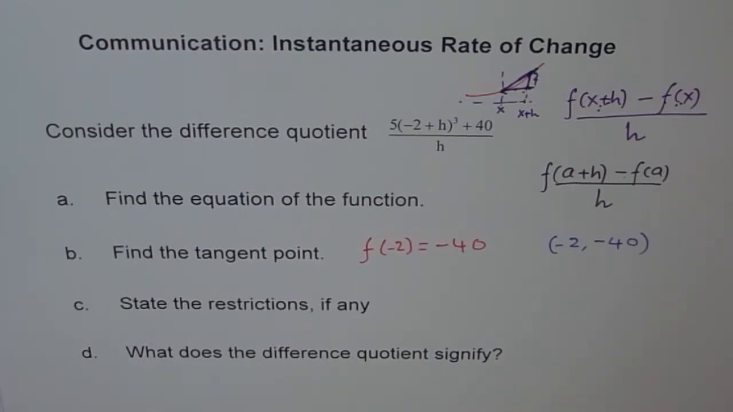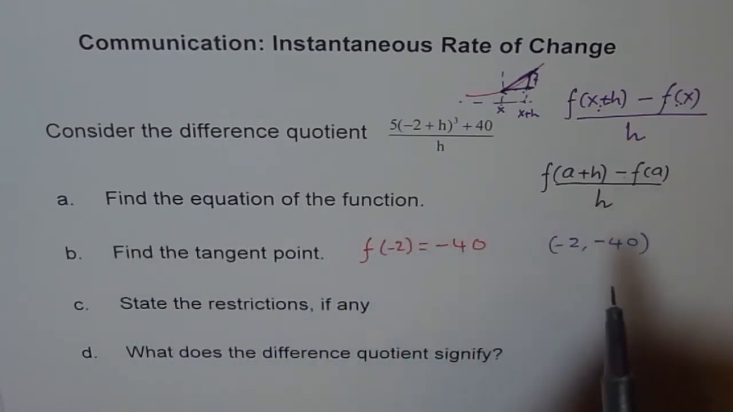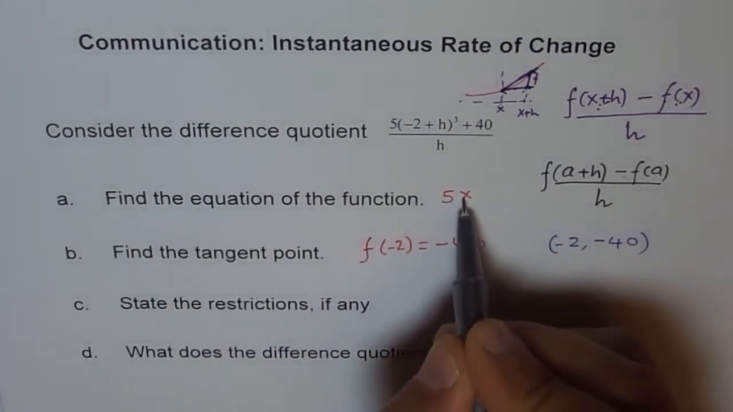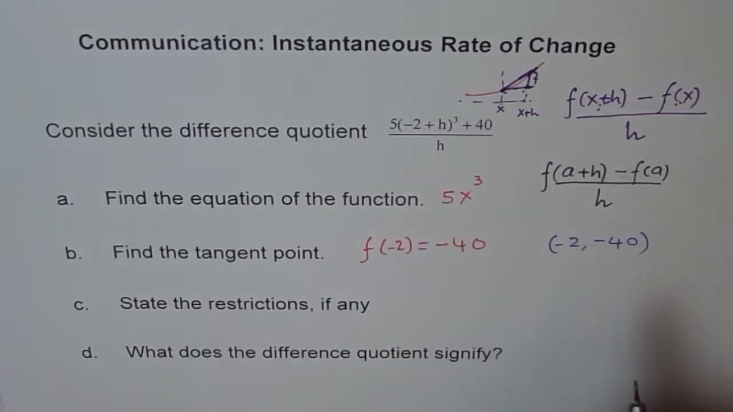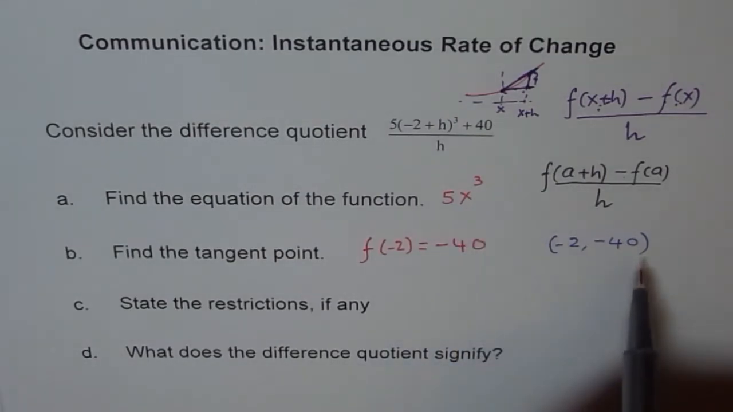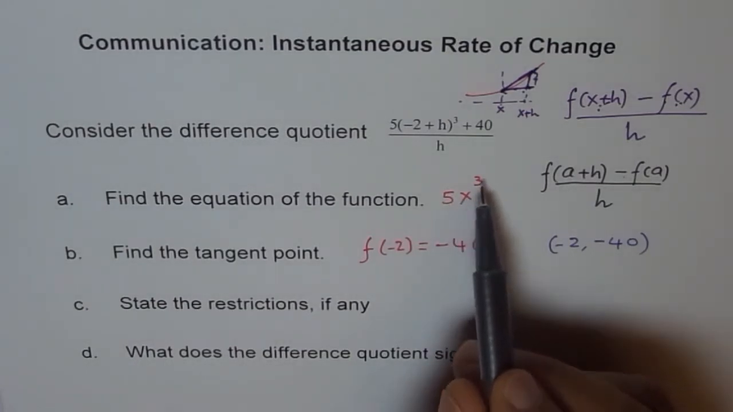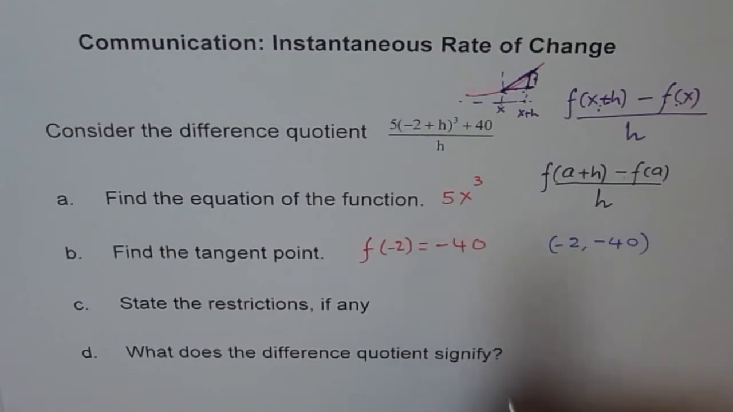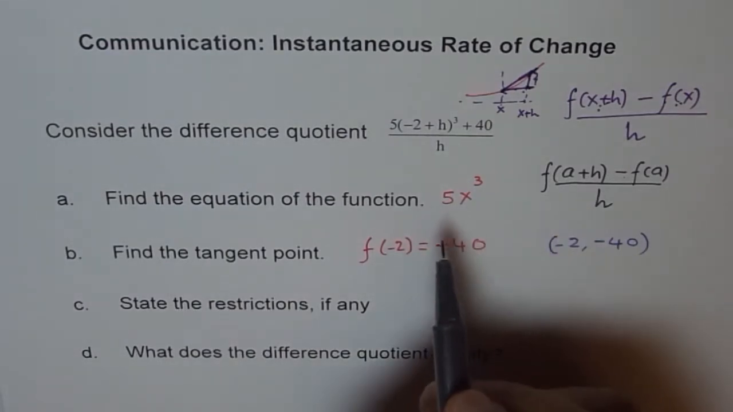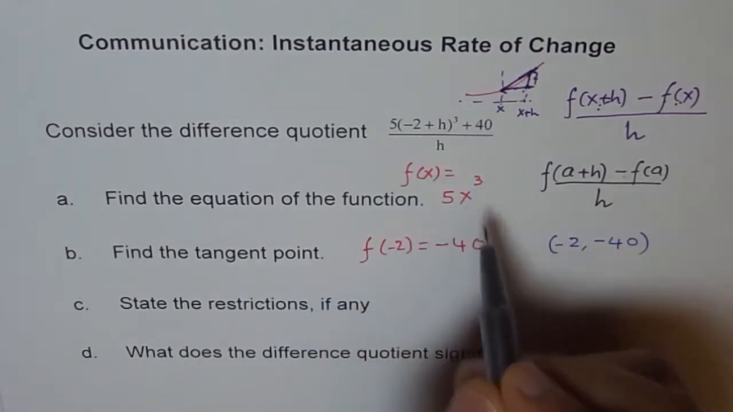Correct? Now we will check this value with our function, which we just assumed. So we will write, find the equation of function, let the function be 5x cubed. Okay, if I write 5x cubed, then if I plug in minus 2 in it, do I get minus 40? So this is kind of a check, right? So minus 2 cubed is minus 8, and minus 8 times 5 is minus 40. So that's correct. Therefore, we can write that function f of x is equal to 5x cubed.